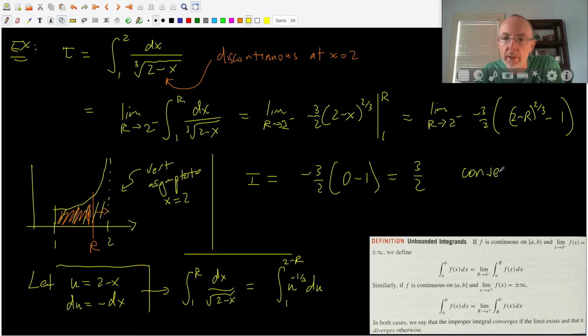The integral here converges. We found it converges by actually calculating its value. If it diverged, we would get something going to infinity, and then we'd just say, okay, that limit doesn't exist. So the integral diverges. Let's have another go.